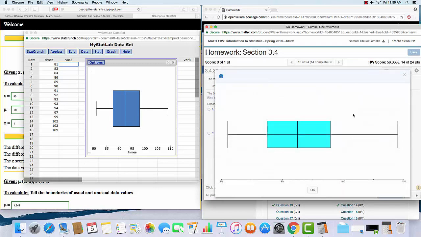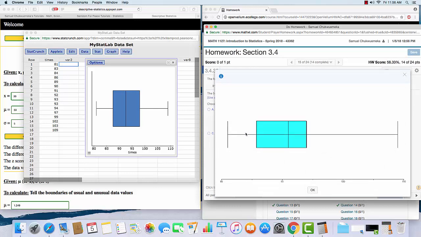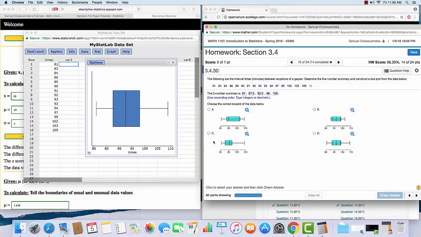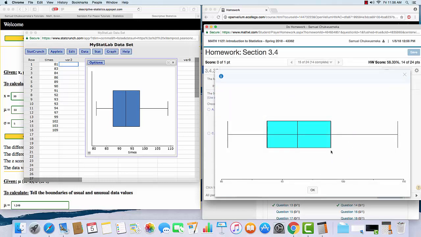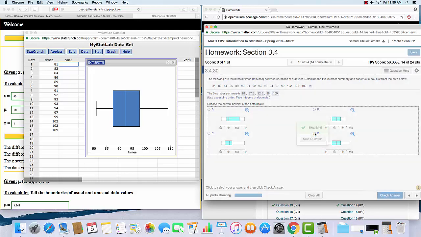And D is okay. Now let's look at the third quartile, which is 98. 98 here. This is 90, this is 95. So the third quartile here is before 95. No. So C is not okay. Okay, let's look at D. Yeah, D is okay. So we now put D.